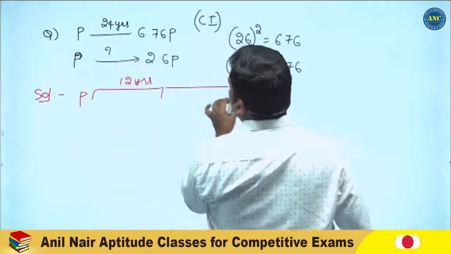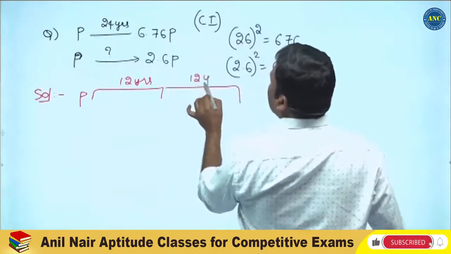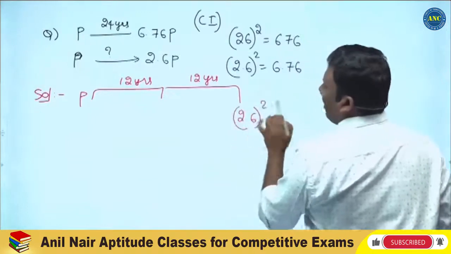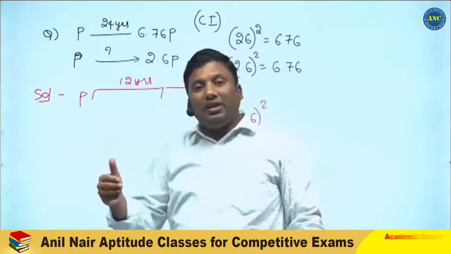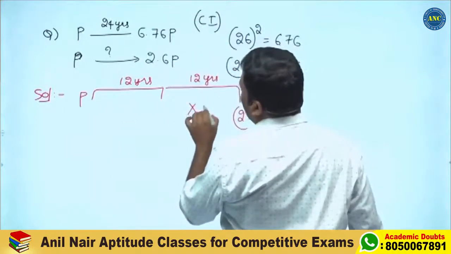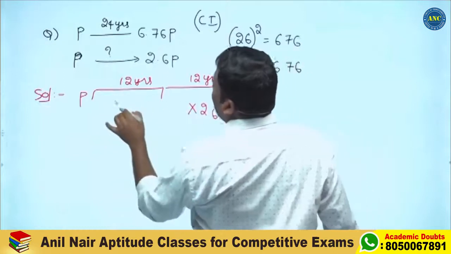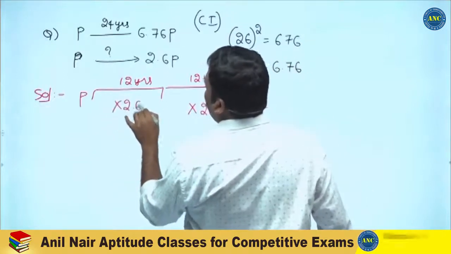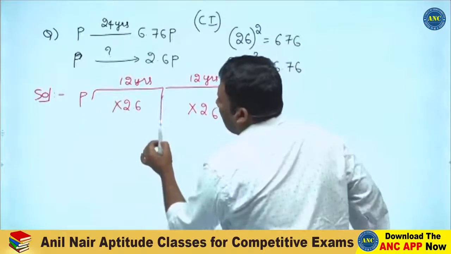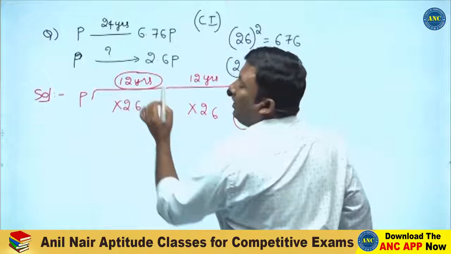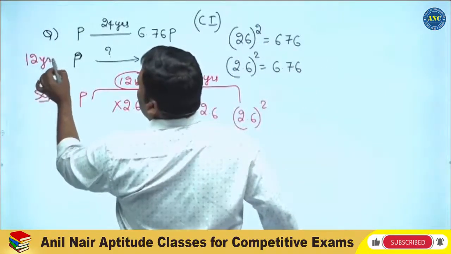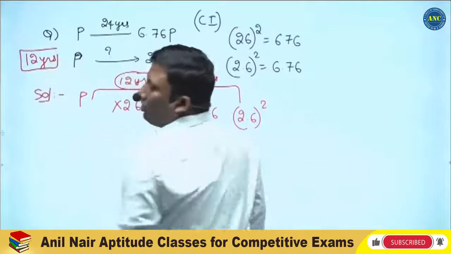And what is it becoming after 12 years? I divided it into 2 parts because I got 2.6 whole square. So after a certain period of time, the multiplication factor is always the same: here it would be 2.6 and here also 2.6. Are you all with me? A certain principal becomes 2.6 times the principal in how many years? The answer for this question is 12 years.